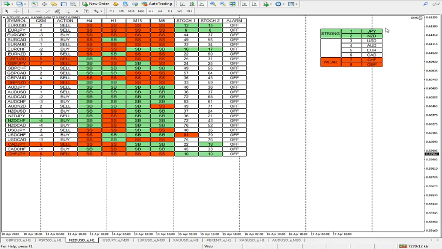This is the strength meter. We do have the Japanese yen being the strongest, and then we have the New Zealand dollar the second strongest. And then we have the weakest, the Swiss franc, and then the British pound being the weakest of all.